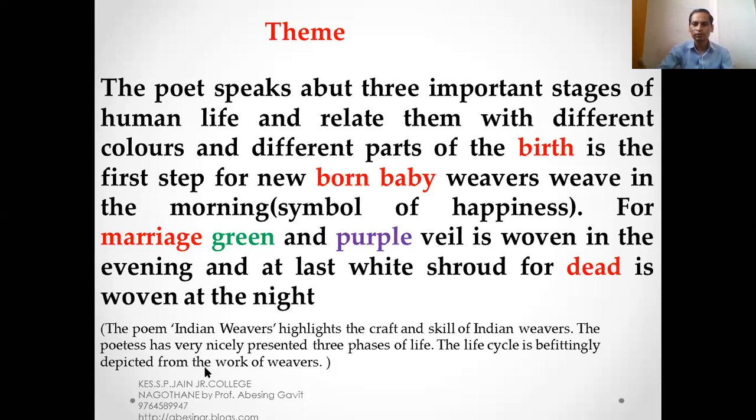In short, we can say that the poem Indian Weavers highlights the craft and the skill of Indian weavers. The poetess has very nicely presented three phases of life. The life cycle is befittingly depicted from the work of weavers.